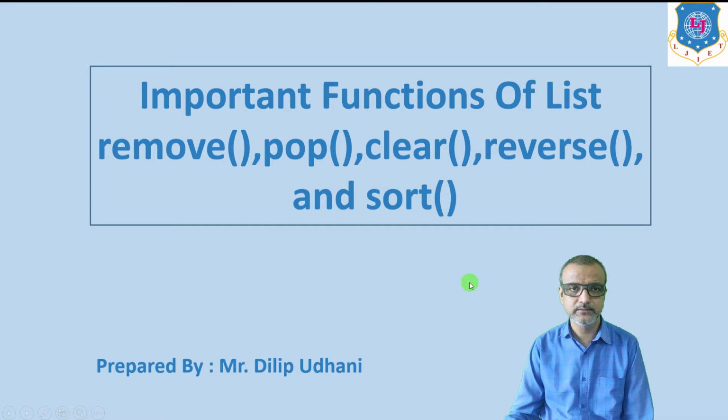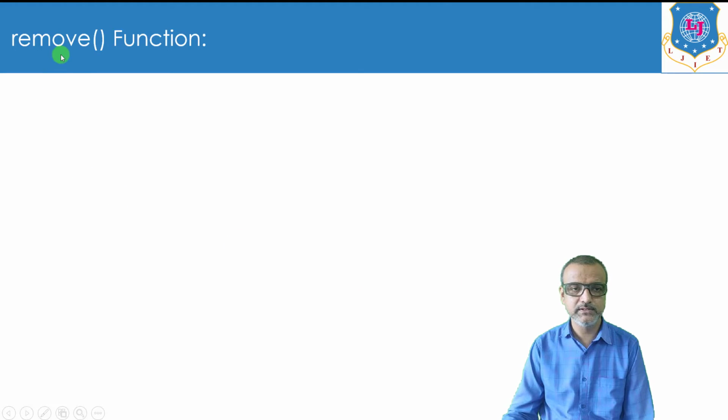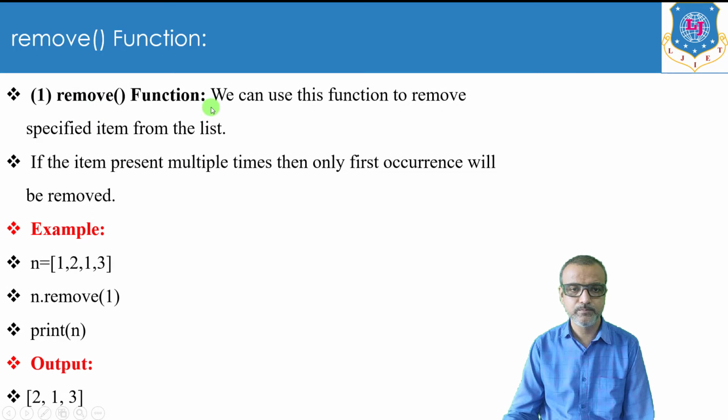So let's start. First of all, we will see remove function. So what will remove function do? We can use this function to remove a specified item from the list. If the item is present multiple times, then only the first occurrence will be removed.